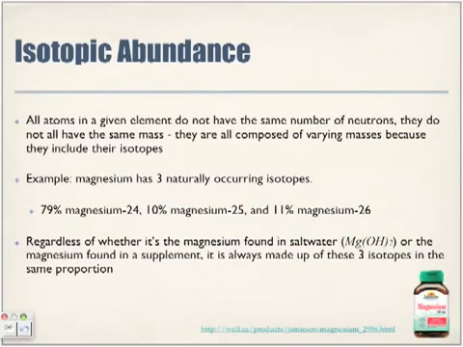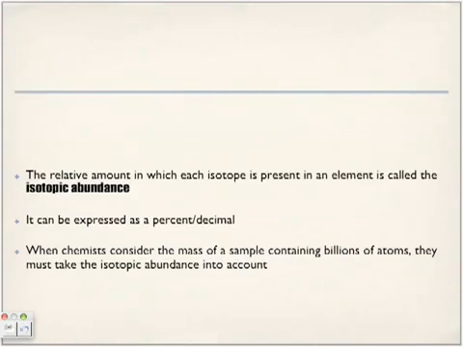So the relative amount in which each isotope is present in an element is called the isotopic abundance. It can be expressed as a percent or as a decimal. Usually you get the percent, let's say 79%, as we said. Remember, to get rid of the percent, always divide it by 100.